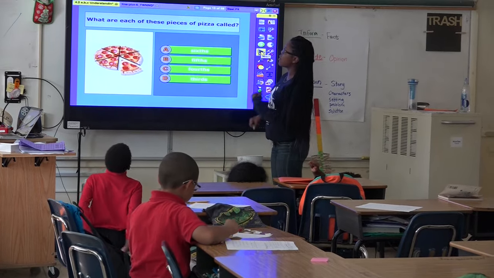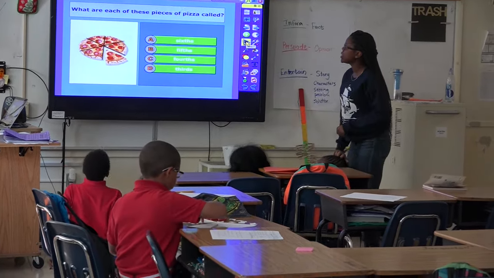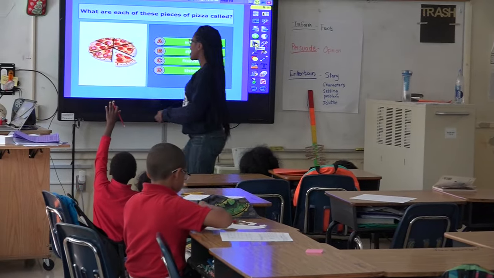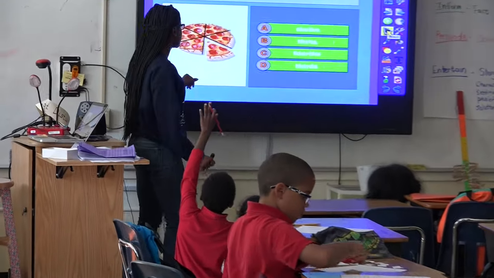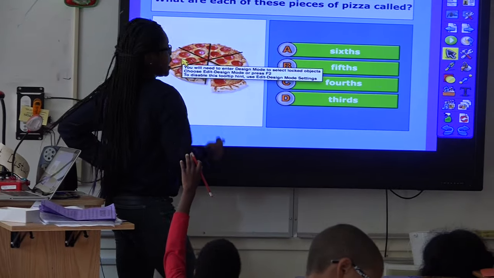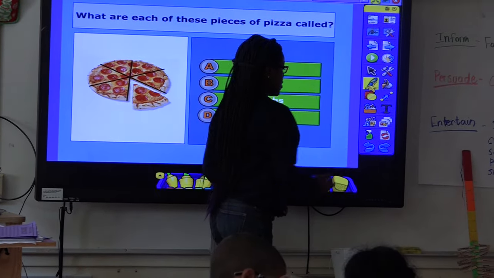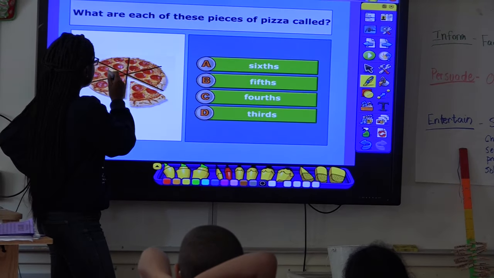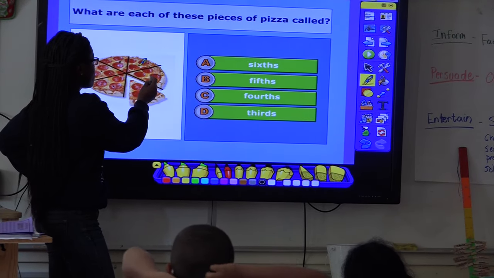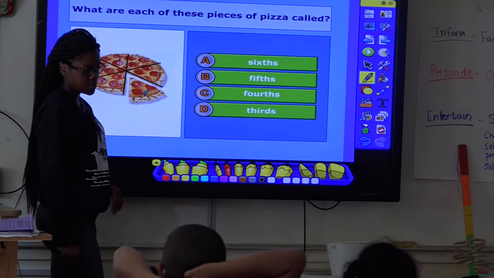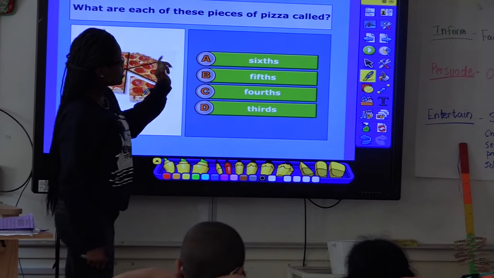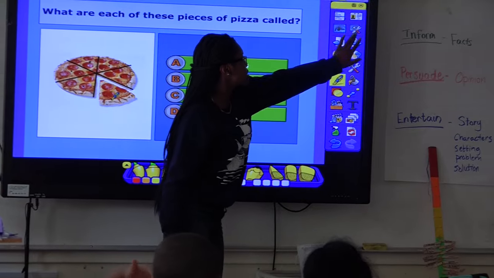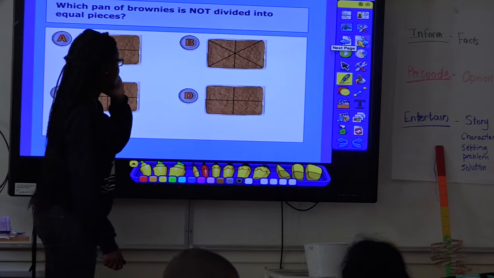All right, what are each of these pieces of pizza called? It's divided into how many pieces? Six pieces. One. Two. I like to put tabs on it because that helps me know that I already counted it. One, two, three, four, five, six. So it's divided into what? Six pieces. I can never say that word.